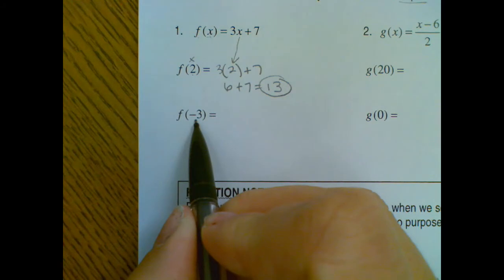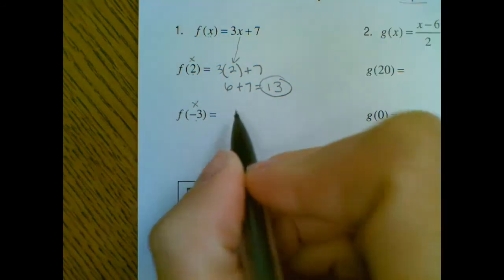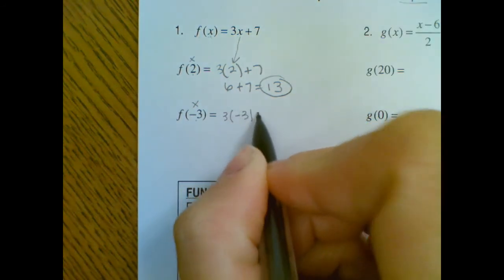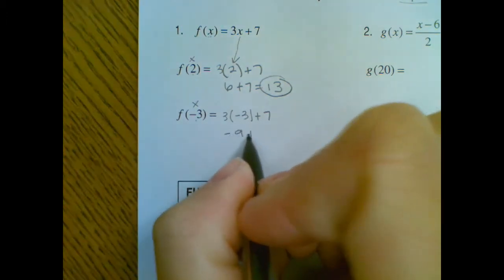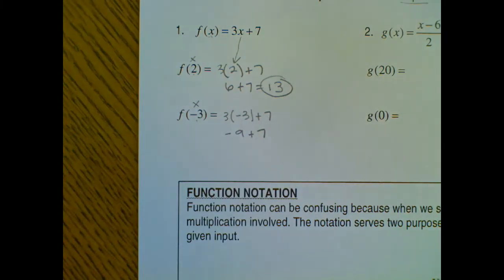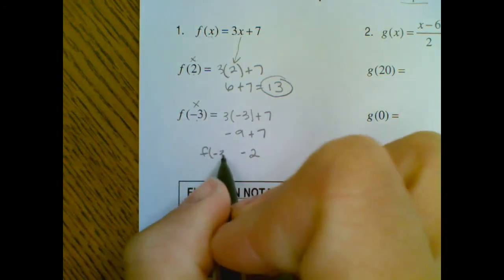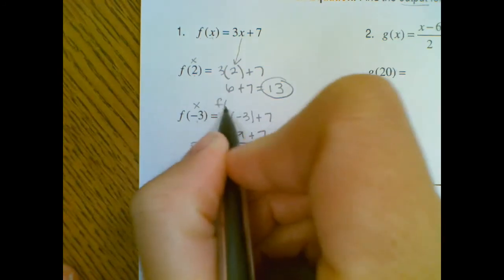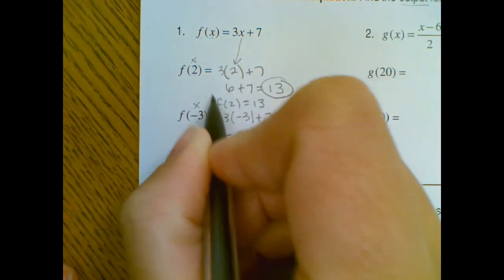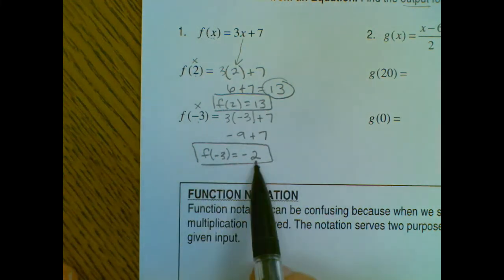Let's try a different one. Let's do negative 3. So now our x is negative 3. So wherever we have x in our equation, we're going to plug in negative 3 because it's the input, and simplify. 3 times negative 3 is negative 9. Add 7, we get negative 2. So f of negative 3 is negative 2. Up here, I really should have written f of 2 equals 13. So our input is 2, output is 13. Input is negative 3, output is negative 2.